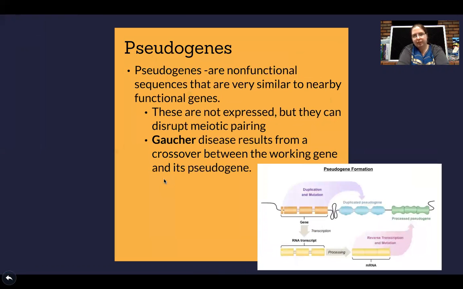Pseudogenes, we've talked about these. They are essentially non-functional sequences. They are similar to nearby genes though, and they may get transcribed, but they often do not get translated. However, since they are very similar and very close to other genes, they can actually cause a disruption during meiotic pairing. What we mean by that is they can cause a crossing over event between the functional gene on one of the homologous chromosomes and the pseudogene on another. So if you look down here, let's see.